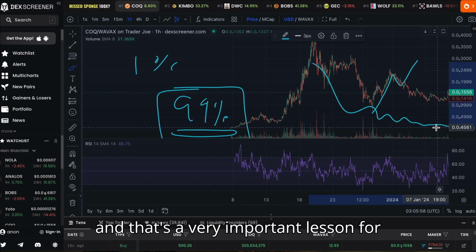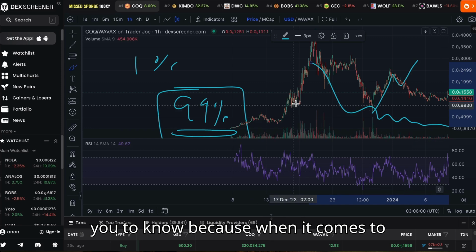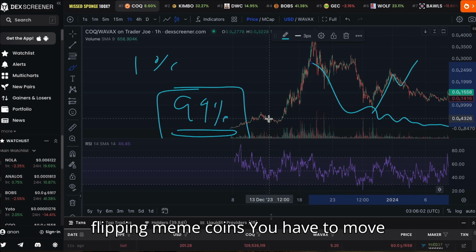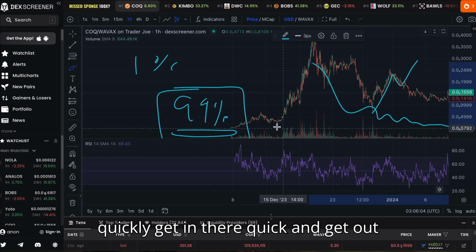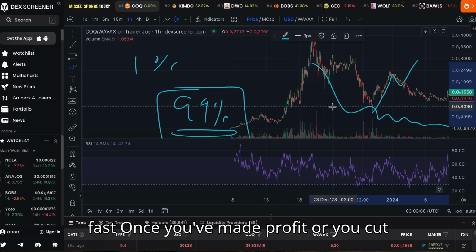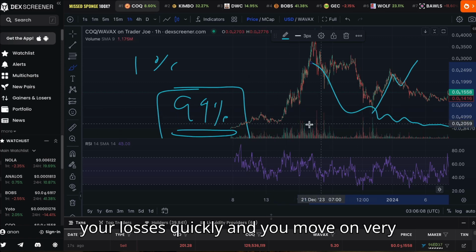And that's a very important lesson for you to know, because when it comes to flipping meme coins, you have to move quickly. Get in there quick and get out fast once you've made profit, or you cut your losses quickly and you move on.